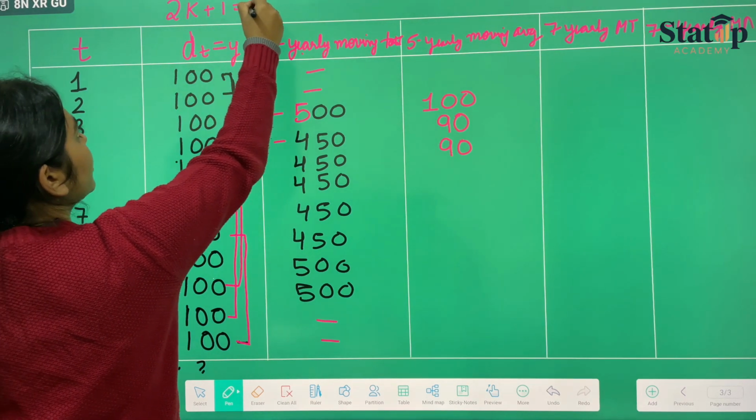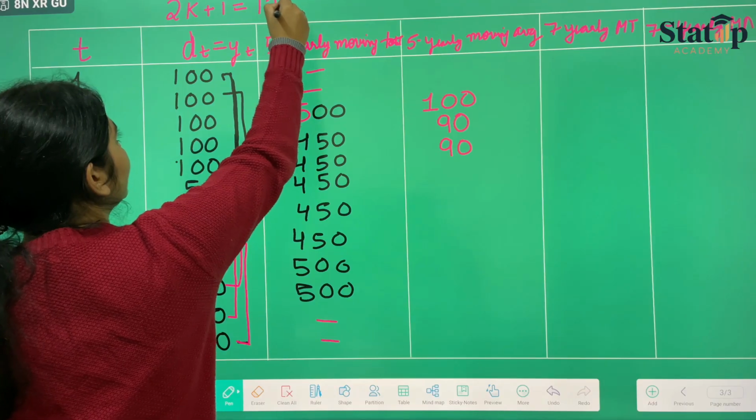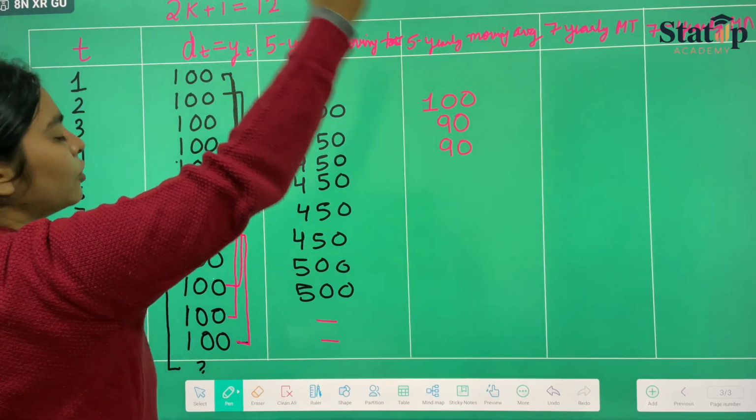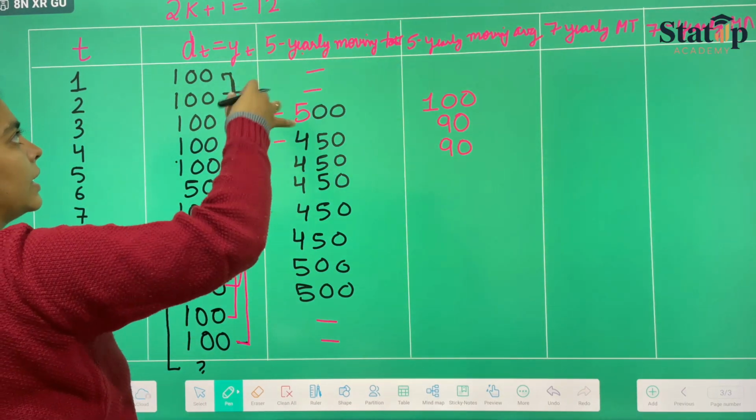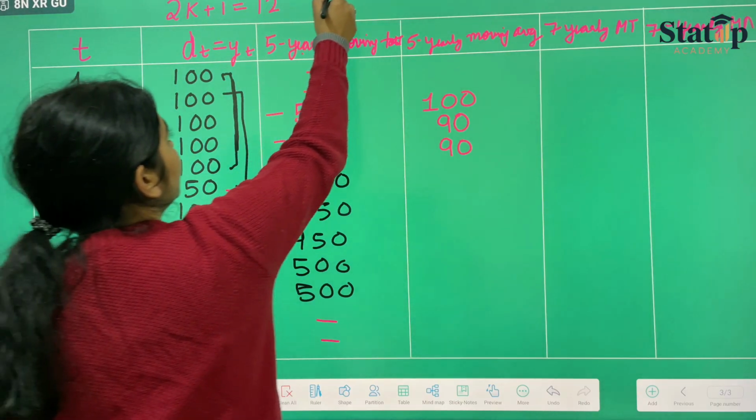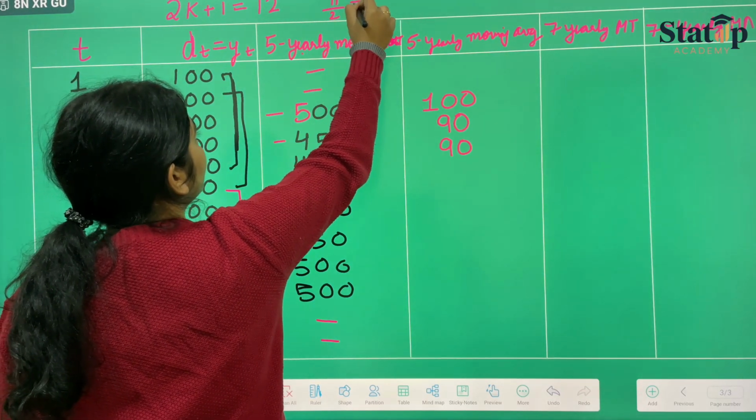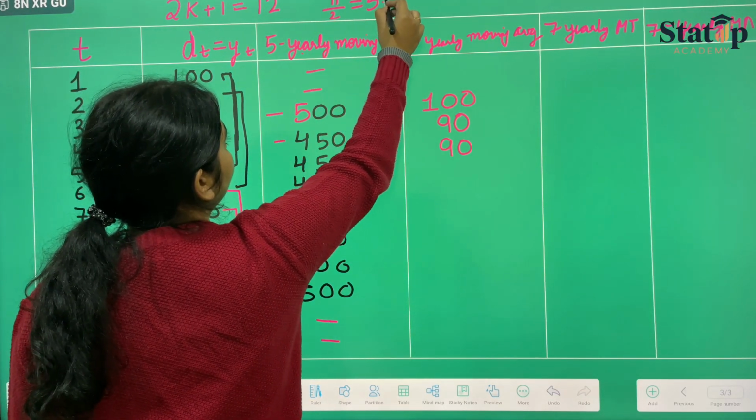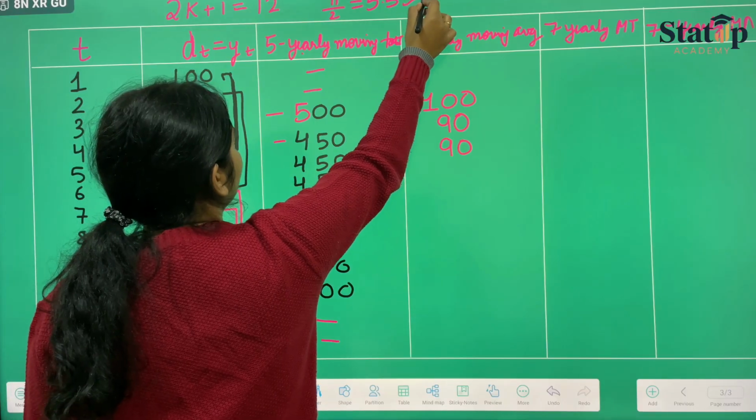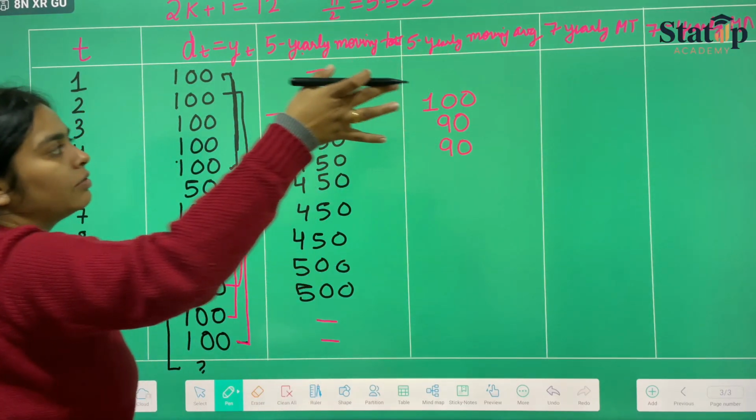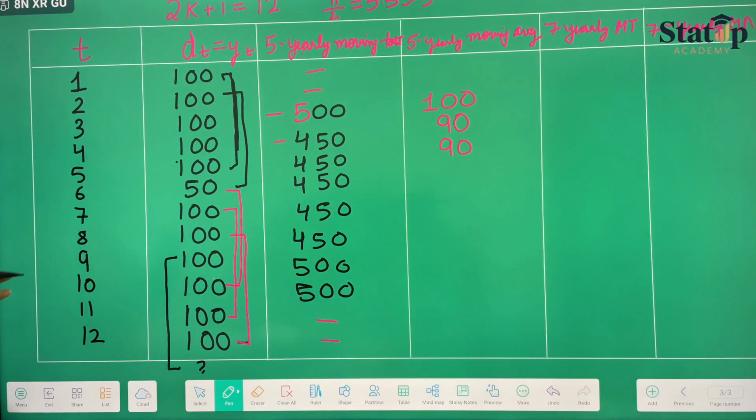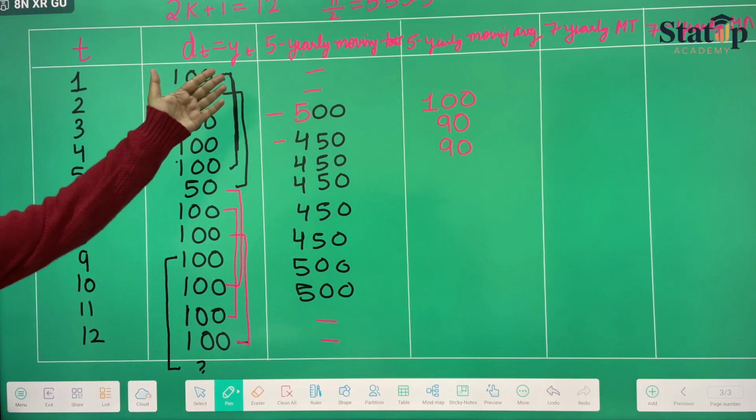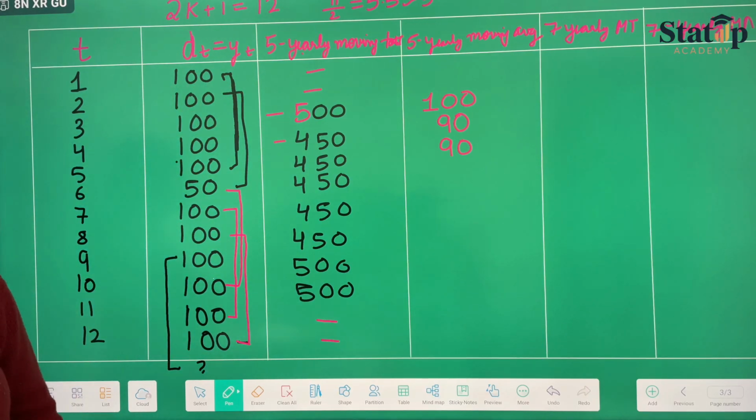The formula is 2k plus 1 is equal to m, which is equal to 12. So we have to forgo the first k terms. So here it will be 11 upon 2, which is 5.5, almost equal to 5. But it is not an even number, so we'll take k values, which is 4. Two values above and two values below.